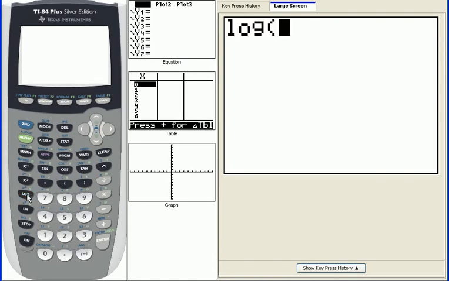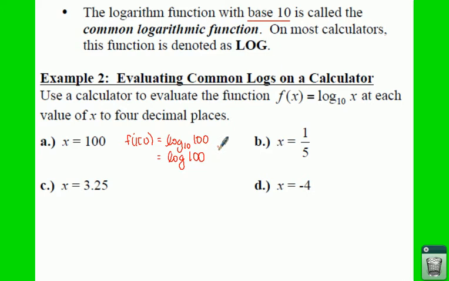If we go over here and hit the log button and type in 100, because we're trying to find the exponent that raises 10 to 100, that should give you a 2. So we go back here and write down the solution, 2. So there's our answer for that.